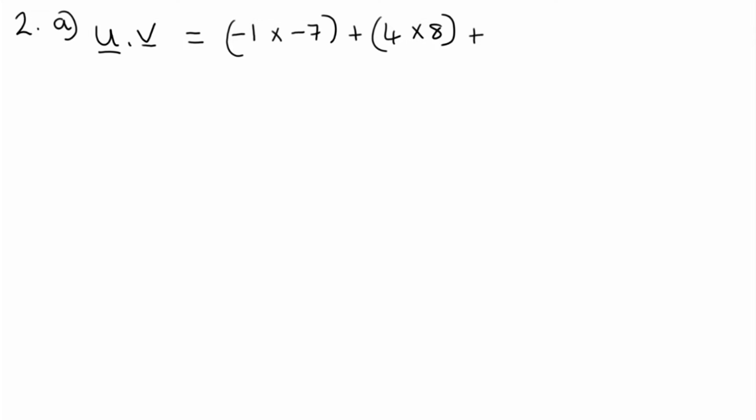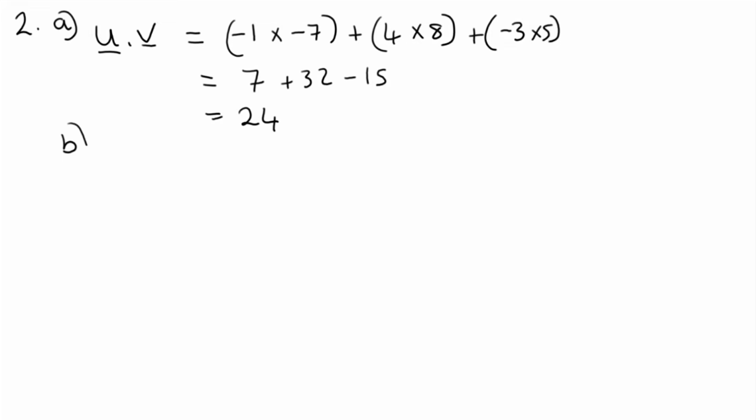Okay, question 2. You're asked to find u dot v, and all we do is multiply the top 2 components, the middle 2 components, and the last 2 components together, and then add. So 7 plus 32 minus 15, and we get 24. So u dot v equals 24.